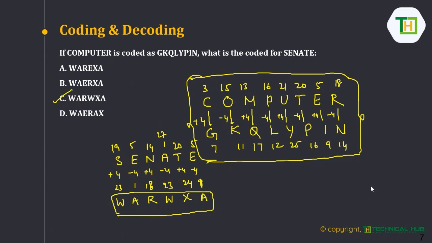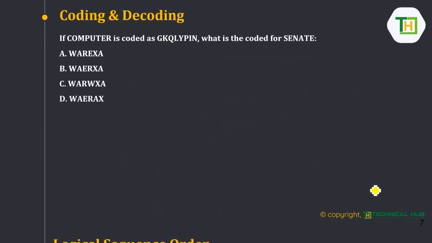So WARWXA, but some students have given it as WAREXA. So first of all, check your answer. Those who have given it as EXA, it should be WXA. Okay. So move on to the next one.